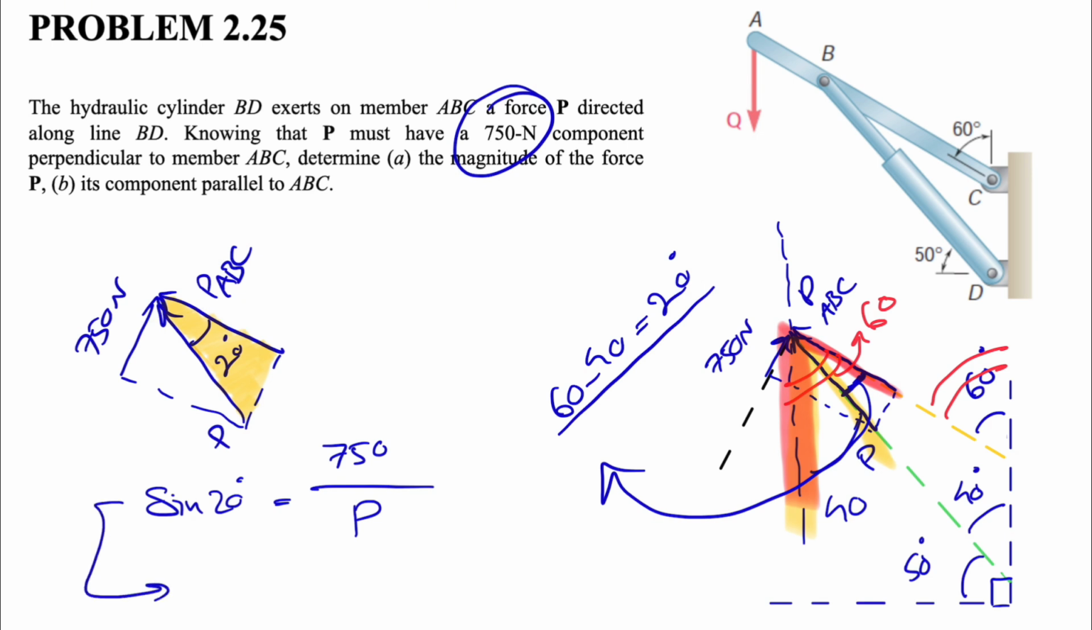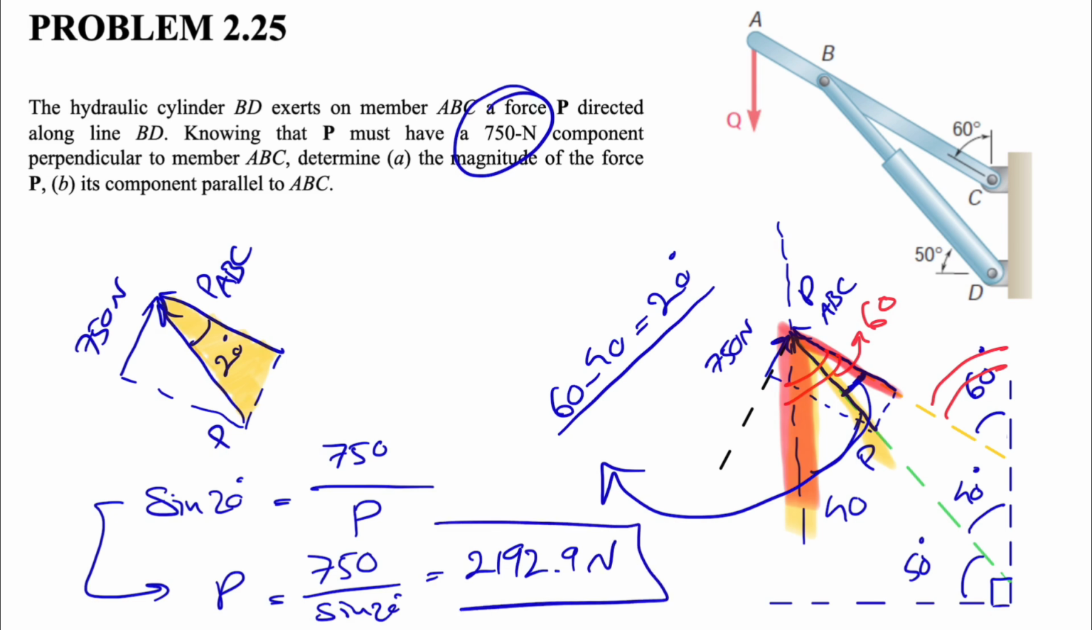So from here we can find P simply 750 divided by sine of 20. If we calculate this by calculator, we can find P, which will be 2192.9 Newton. That's the answer for the A part of the question.